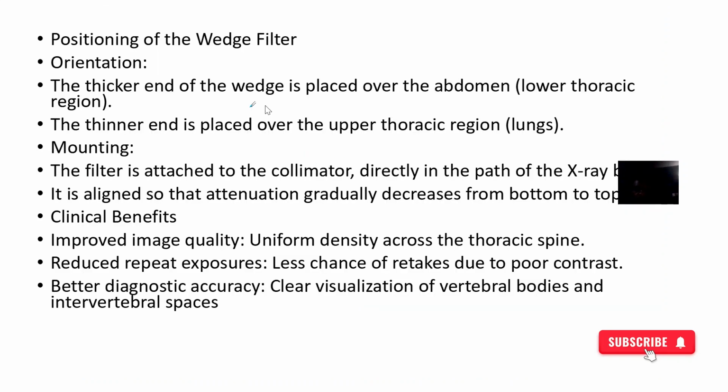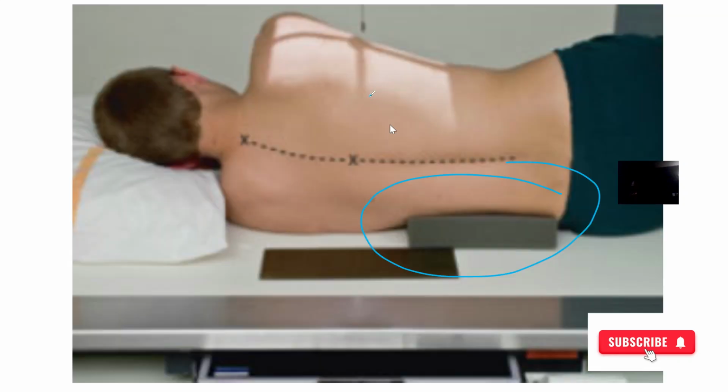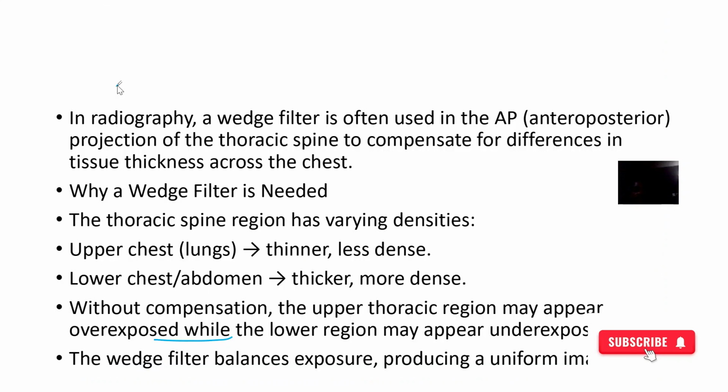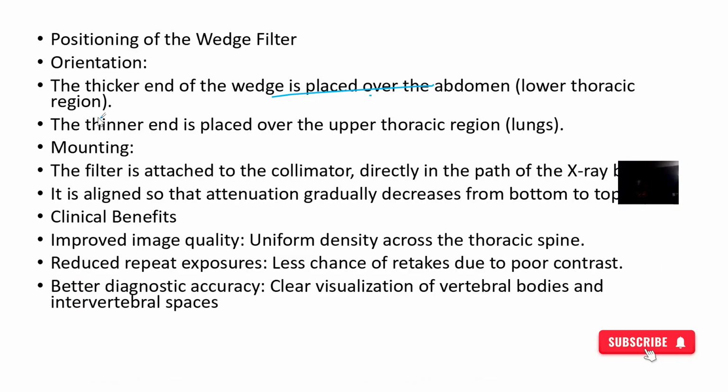So the thicker end of the wedge is placed over the abdomen. So in real terms, this was supposed to be used on it. Do you understand? This wedge is not really a flat wedge, but the wedge was supposed to be placed there. You understand? So the thinner end is placed over the lower thorax region. Thin side to thick end.